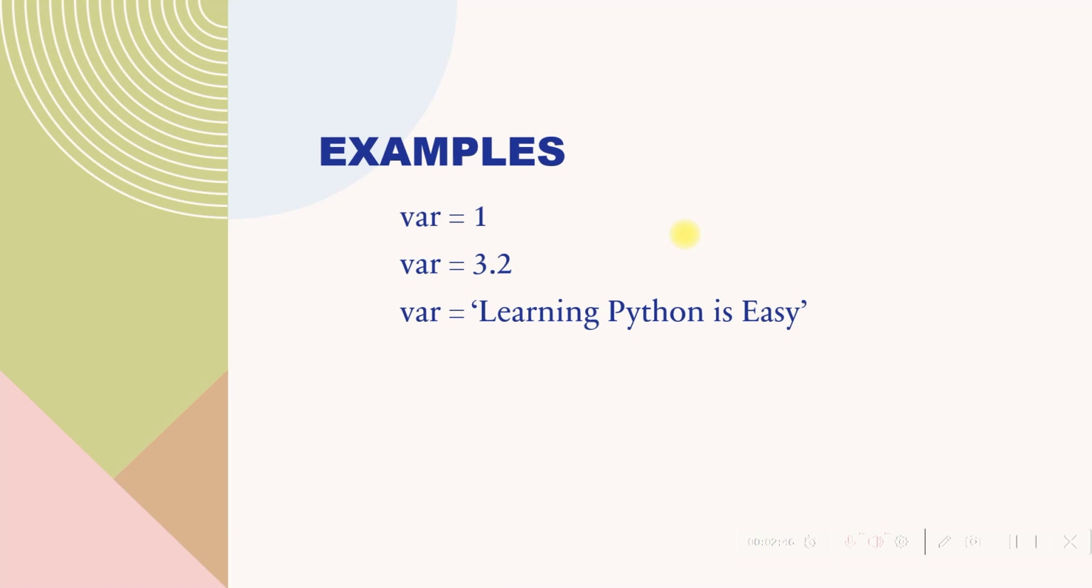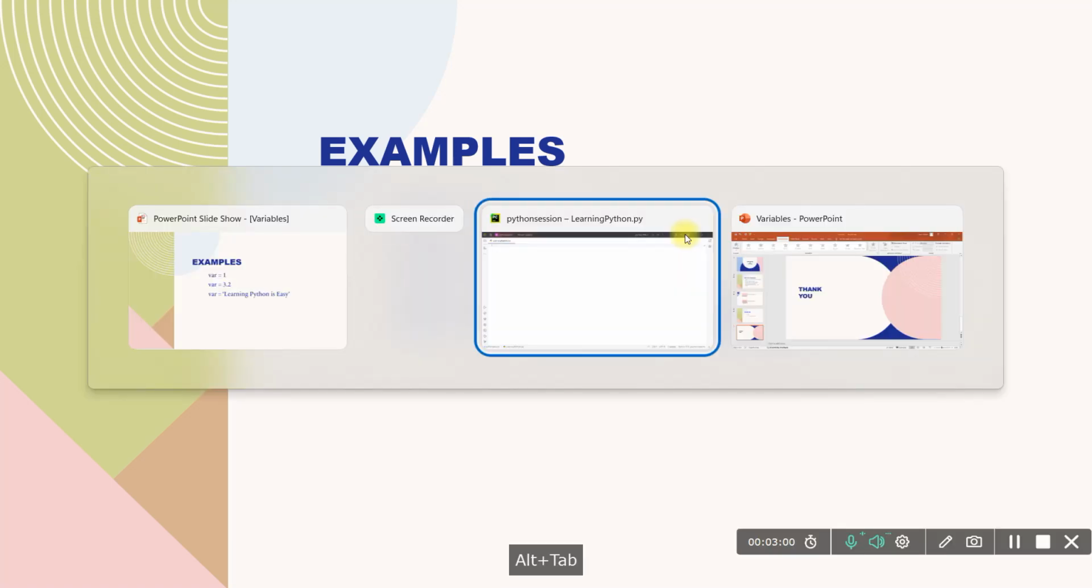Okay, so in this way you can use the same variable to assign it with different types of values in your Python code and Python will not give you any error. Why? Because Python is a dynamically typed language. Now let's see some demo here in PyCharm.